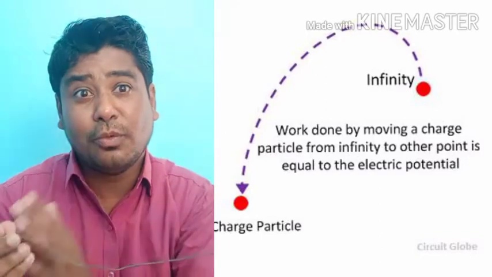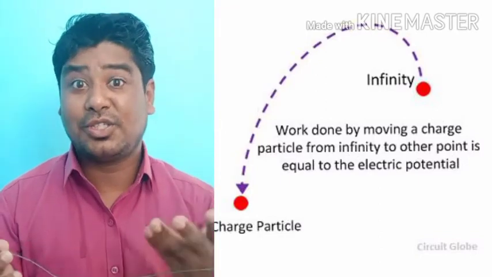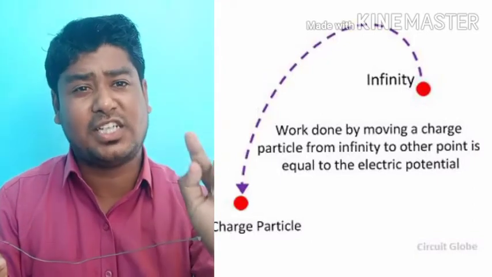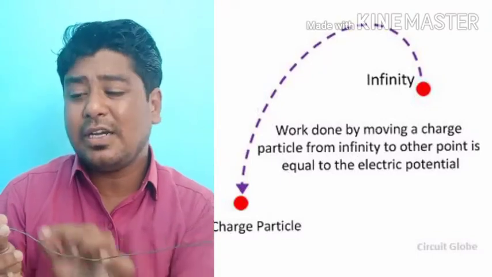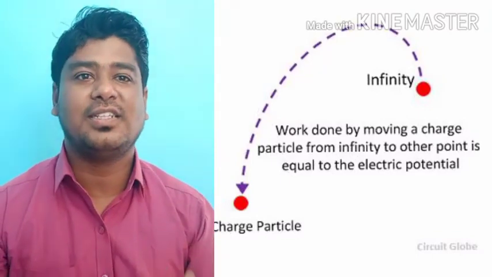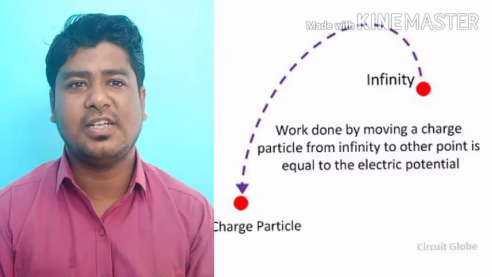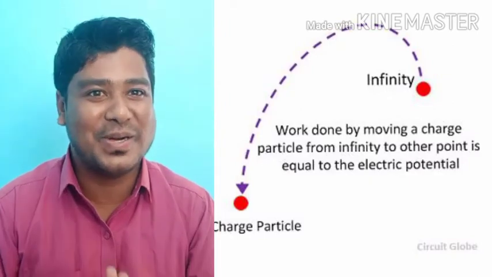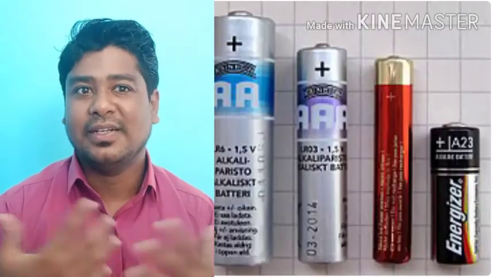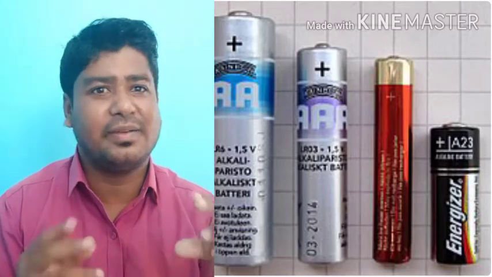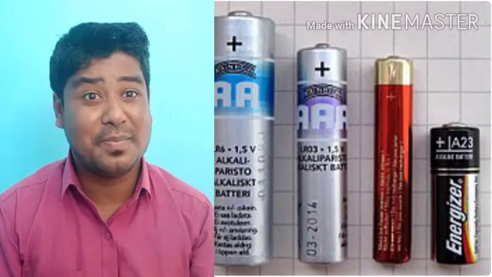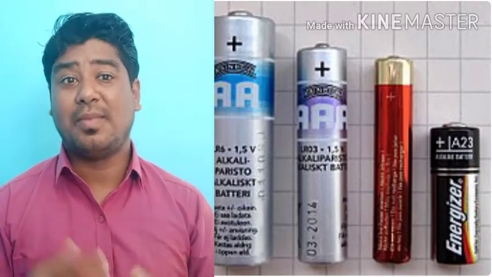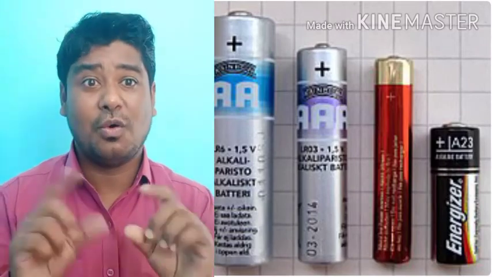If we have to move something, you know that work has to be done. You studied work done in the ninth standard. That work done to move a unit charge from one point to the other point is known as potential difference. We represent potential difference with the letter V, which stands for voltage. Hope you may know about voltage. We have different voltage devices, like a 9 volt battery or a 12 volt battery you might have seen. Our domestic electric circuit has 220 volts.